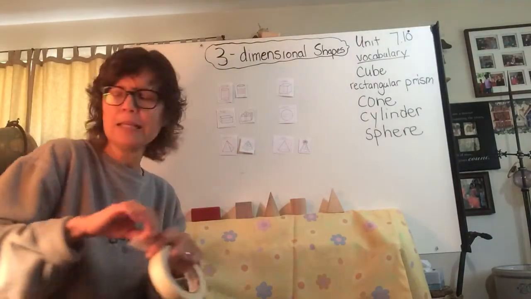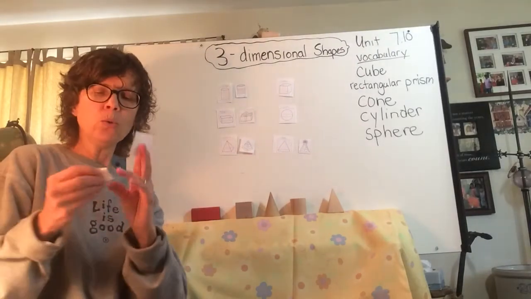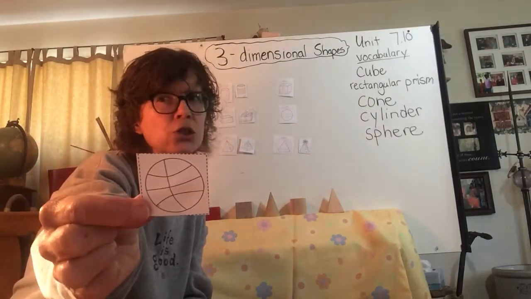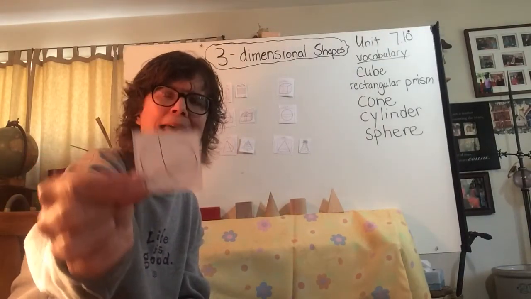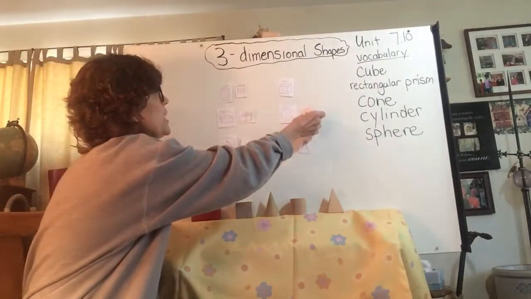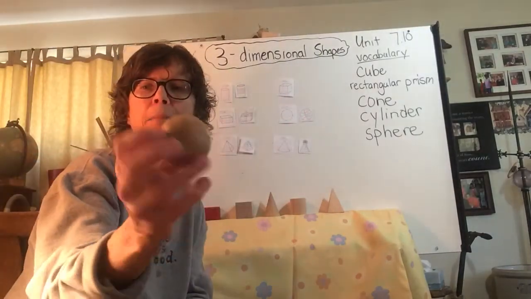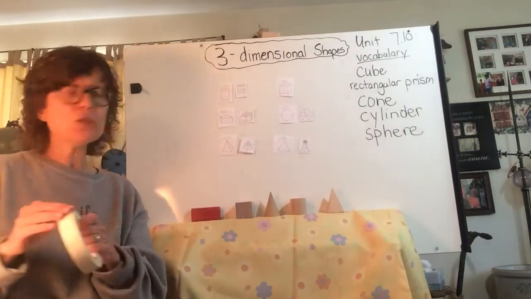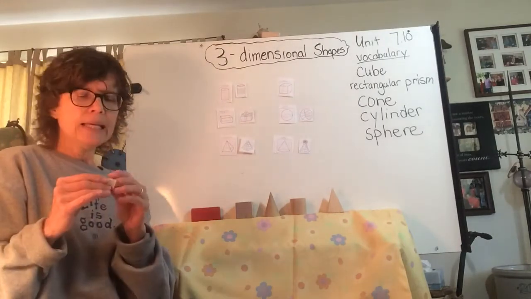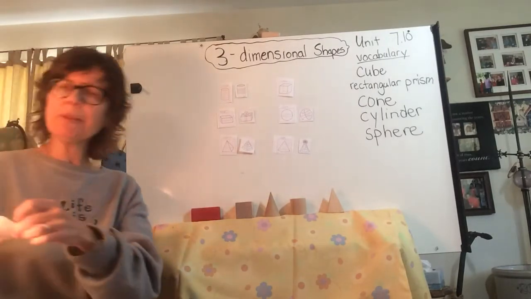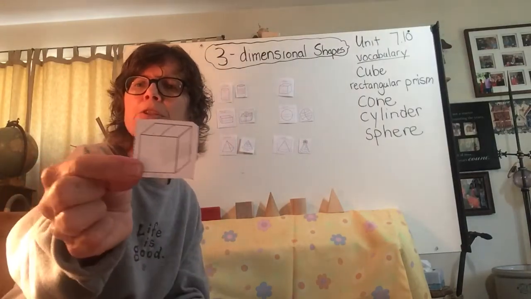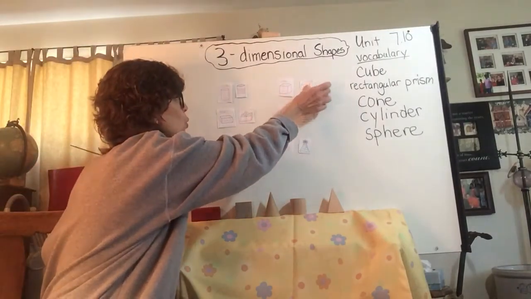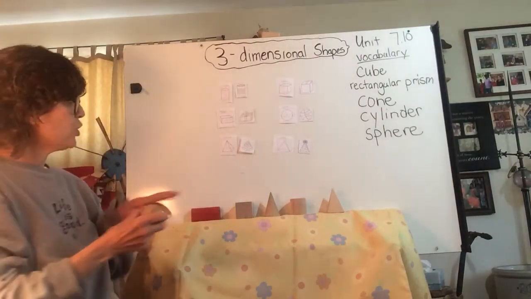Two more. Let's see. Oh, this one looks like a basketball. And it's not a circle, remember. We're talking three-dimensional shapes. That's a sphere. And here's the sphere that I'm holding. It rolls. And our last one is a cube, and it's just a plain old box. Sometimes you get something delivered, and it's just in a plain box, and that is our cube. And so those are our different shapes.